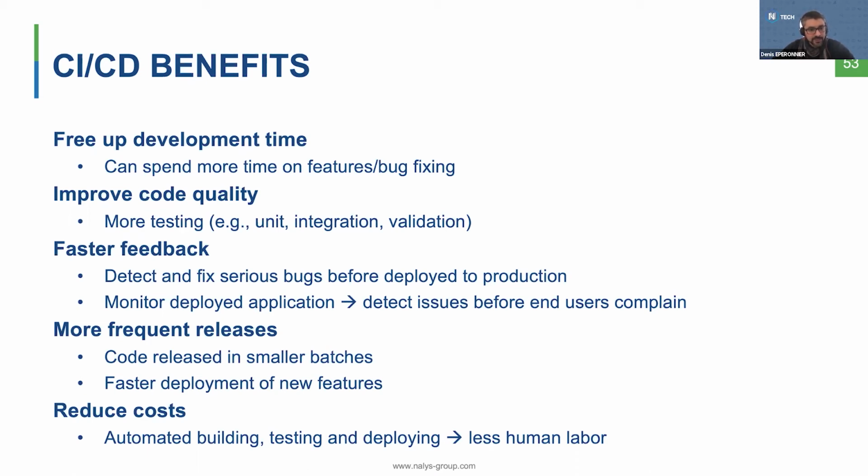Last but not least, cost reduction. Because you automate build and test, you have less human labor needed to do those things, and you can focus more on development rather than on those recurring operations.